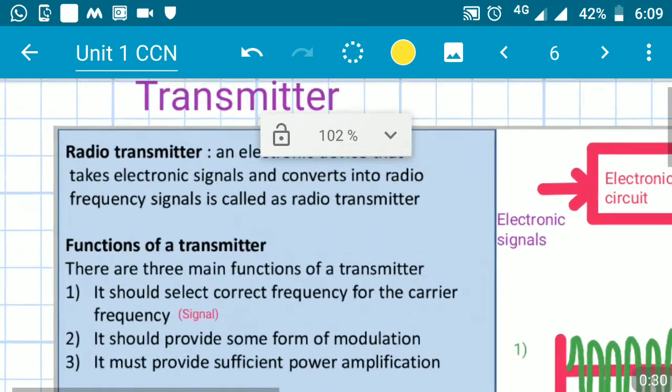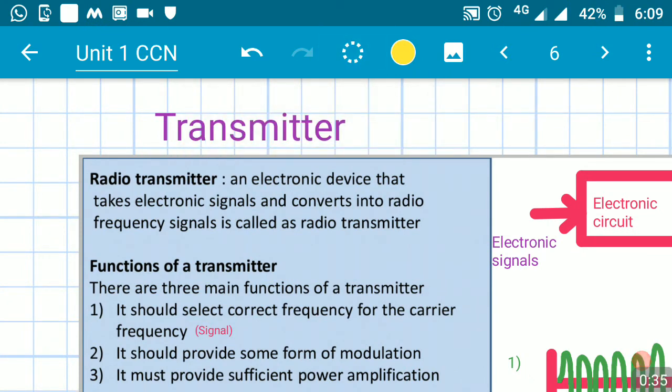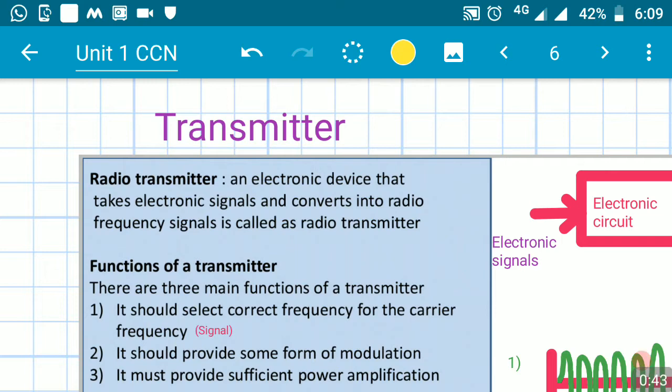So what is a radio transmitter? A radio transmitter is an electronic device that takes the electronic signals and converts them into radio frequency signals. Such an electronic device which converts the electronic signals into radio frequency signals is what we call a radio transmitter.